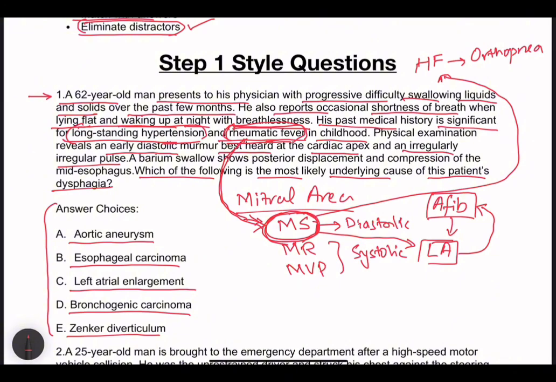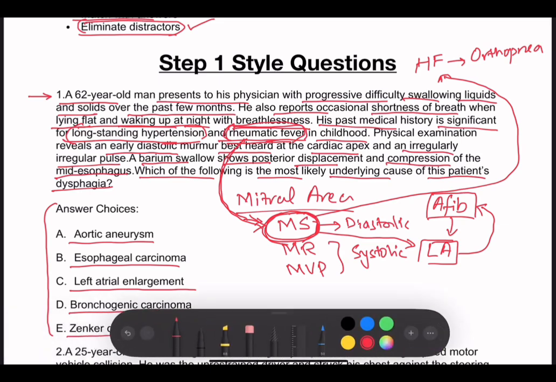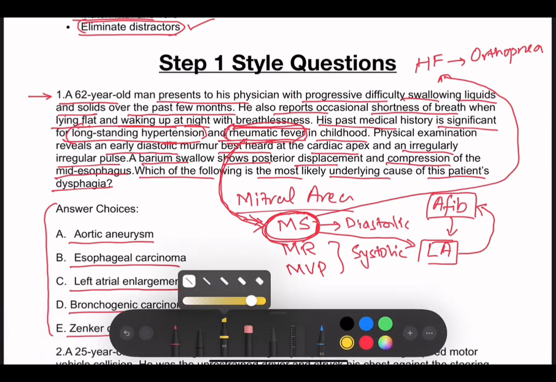Now, a barium swallow shows posterior displacement and compression of the mid-esophagus. This is the hidden clue or buzzword, the posterior displacement and compression of the mid-esophagus. This occurs due to left atrial enlargement. So the correct option is left atrial enlargement.